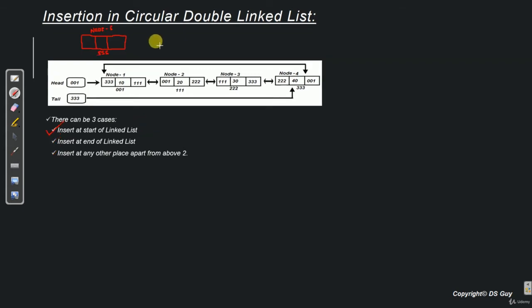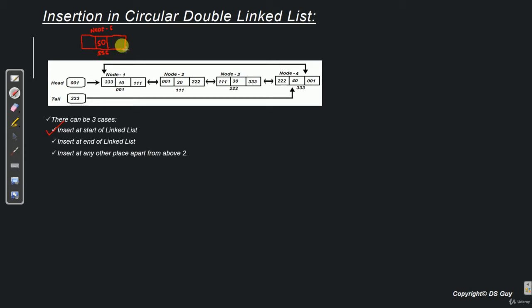So the first step is we create a blank node. So let's say this node 5 is the blank node that we want to insert at the start of a list. So as we can see, the address of node 5 is 555. Now once a blank node is created, step 2 is we have to insert a value in it. So let's say we insert 50 in it.